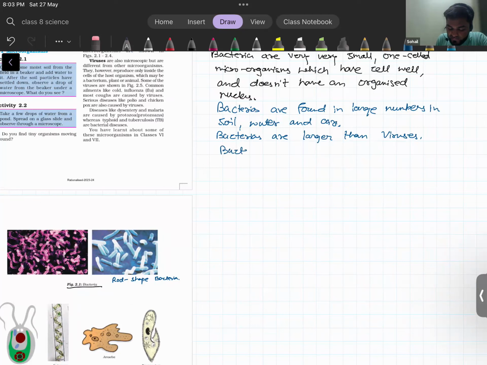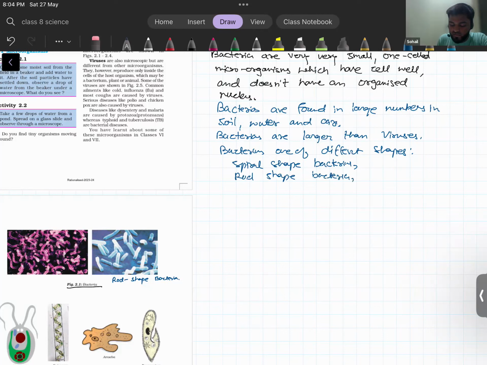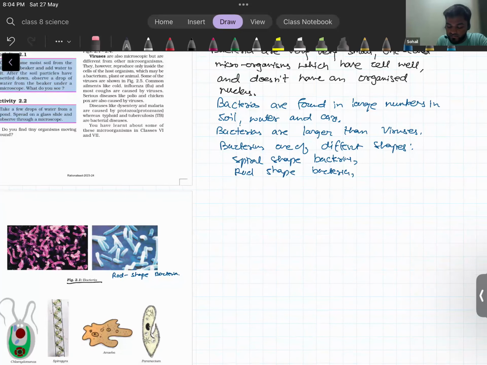So bacteria are of different shapes, and they are namely spiral shaped bacteria, and you have rod shaped bacteria. And one more, which one is that? We have discussed spiral, this rod, and this one more, spherical shape bacteria. A spiral shape bacteria will look something like this. A rod shape bacteria will have a shape like this. And a spherical shape bacteria will basically have a circular shape like this.